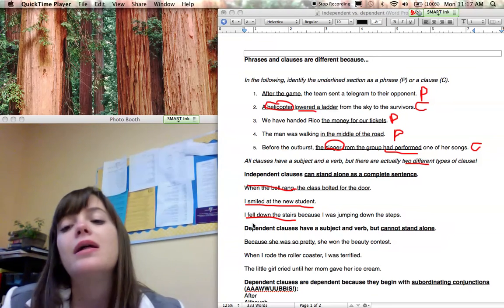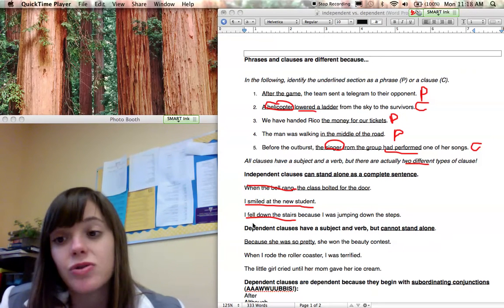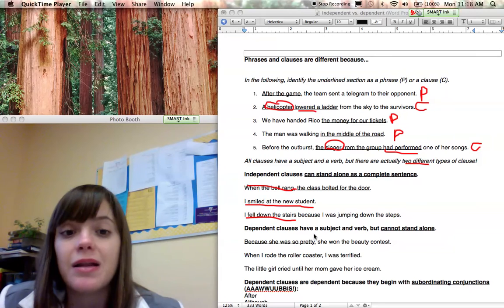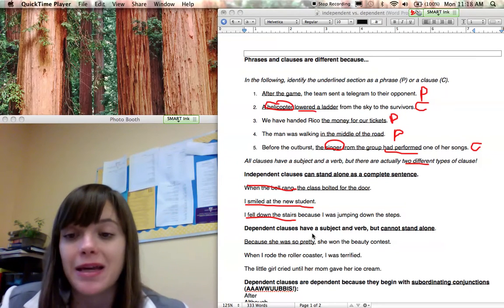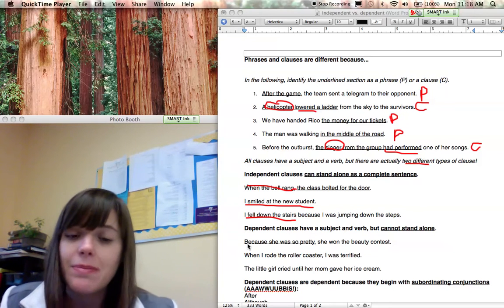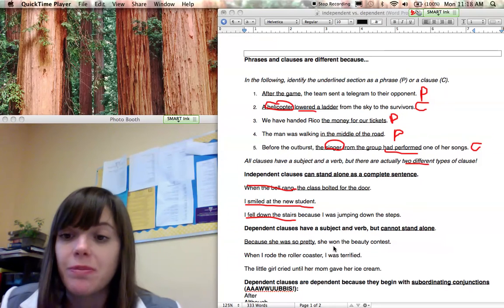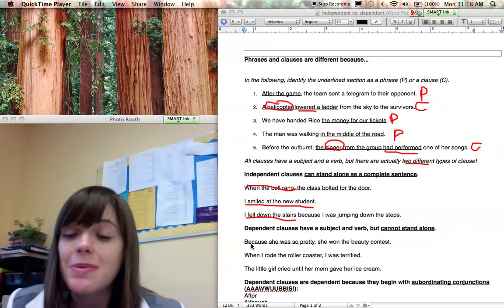All right, now let's talk about our other type of clauses, and those are dependent clauses. Dependent clauses have a subject and a verb, but cannot stand alone. That's why they're dependent. They depend on the rest of the sentence. So, "because she was so pretty, she won the beauty contest." For my first part, "because she was so pretty" is going to be a dependent clause.